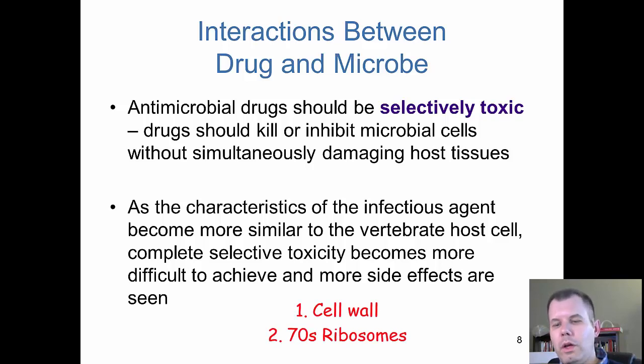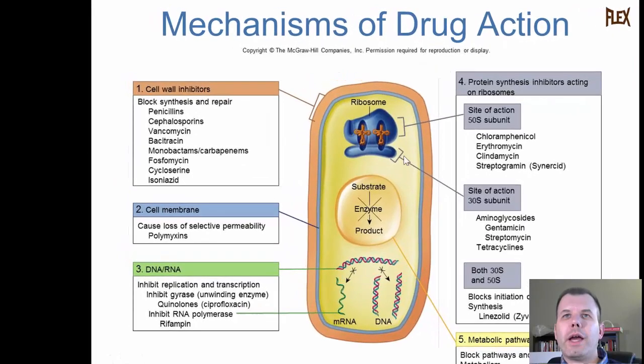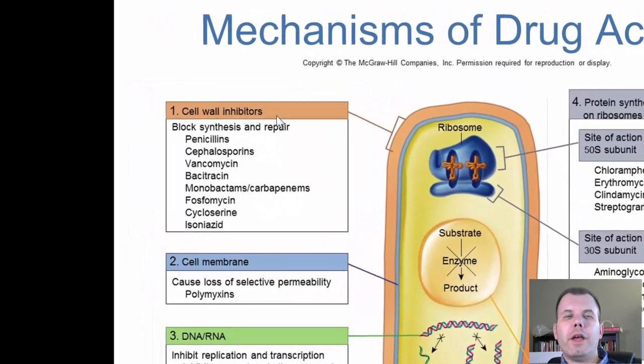The cell wall and then the 70S ribosomes. Those are going to be a big deal. And so that's what we're going to be looking at today. All right, so here's the mechanisms of drug action. And okay, so the first one, like I said, cell wall inhibitors.